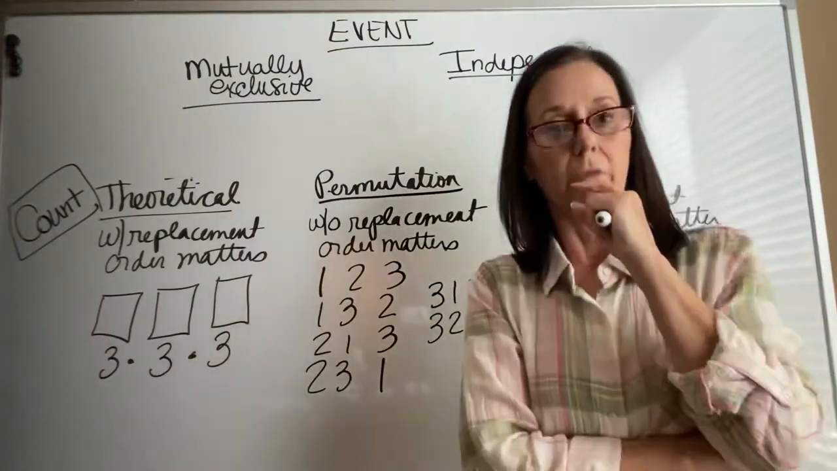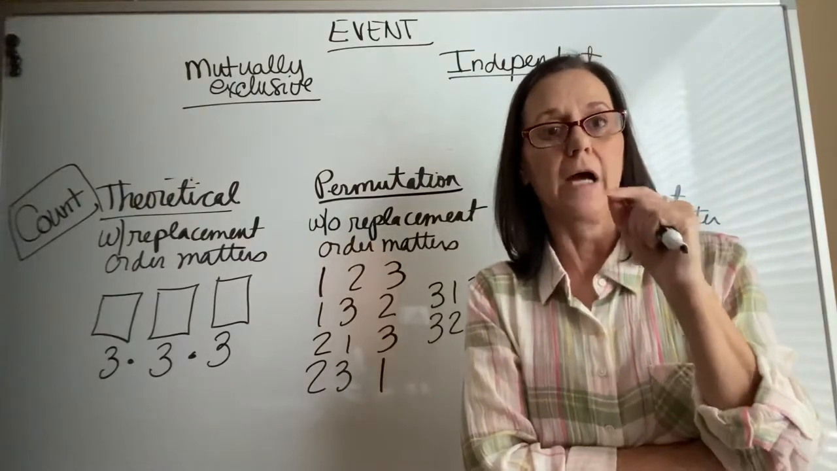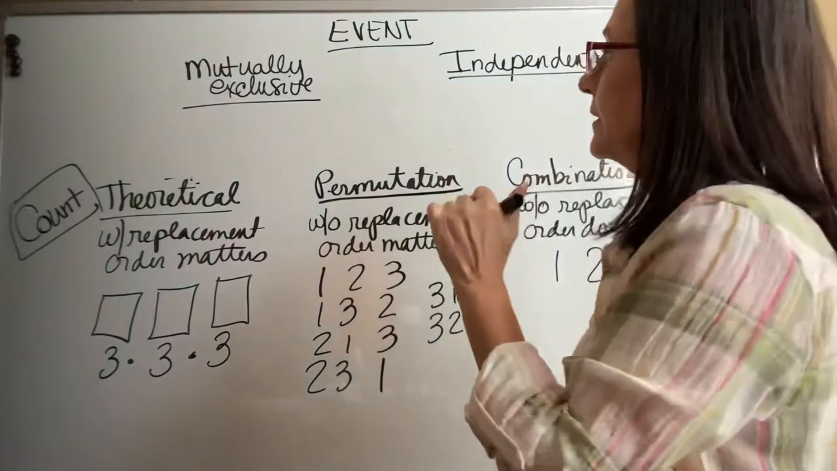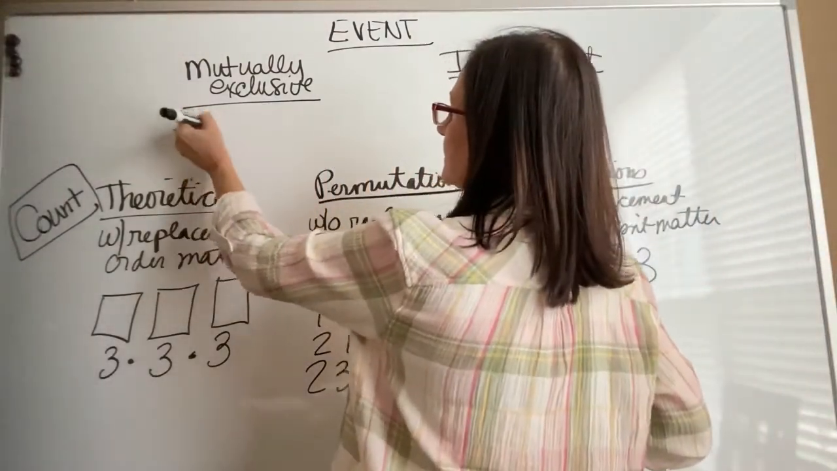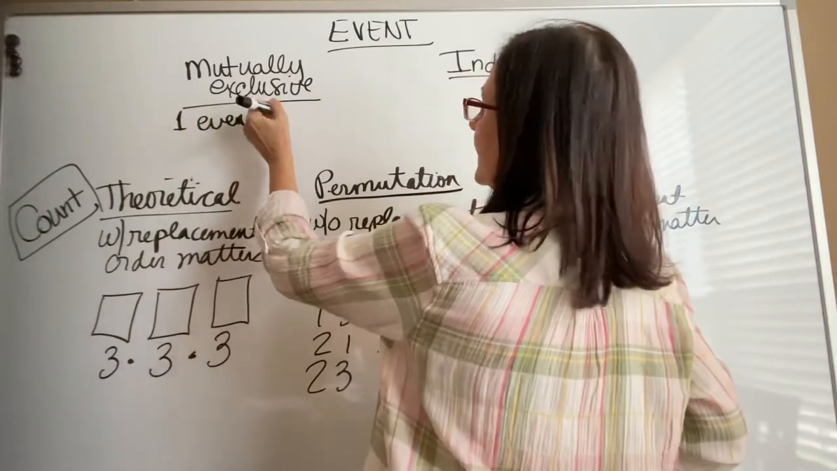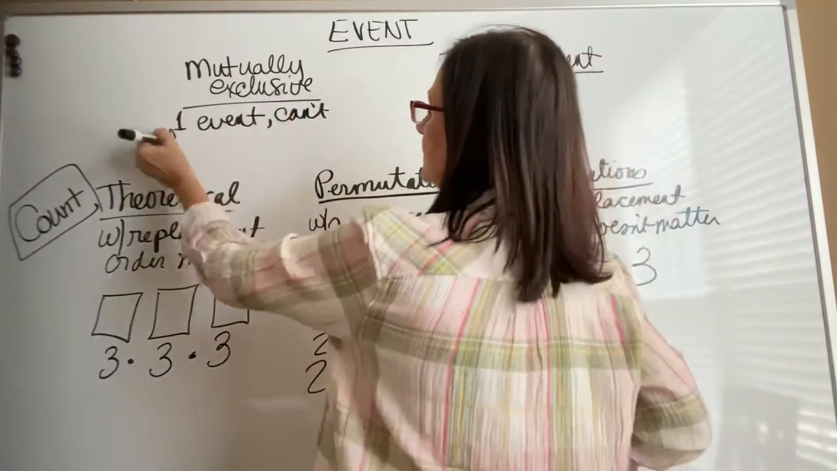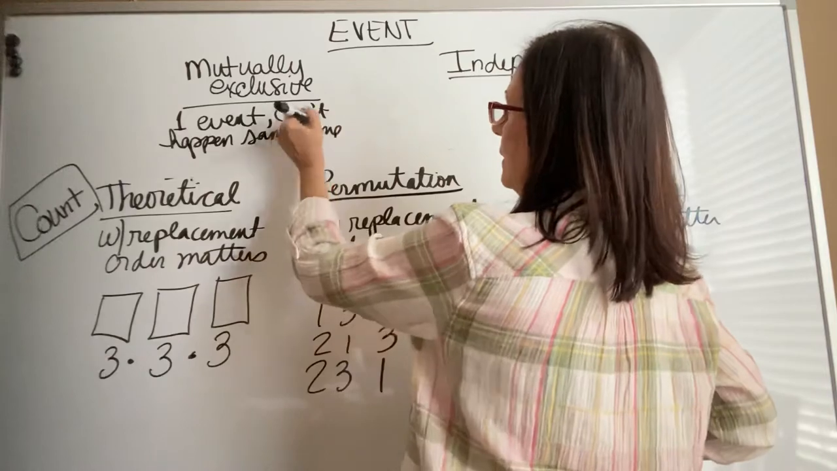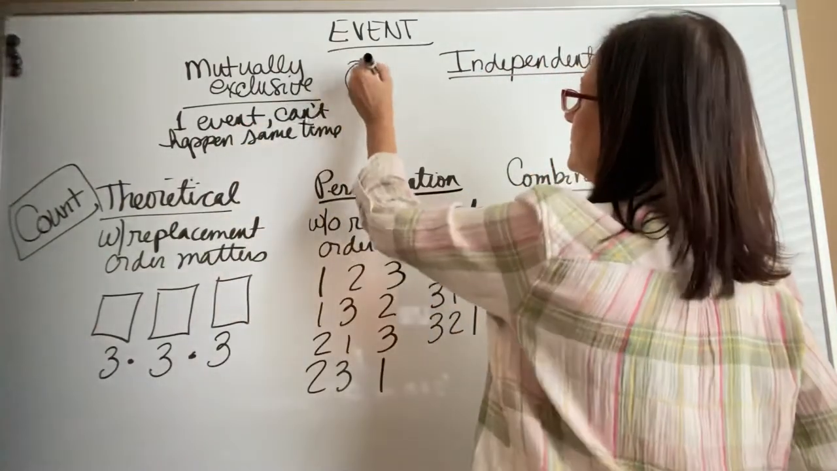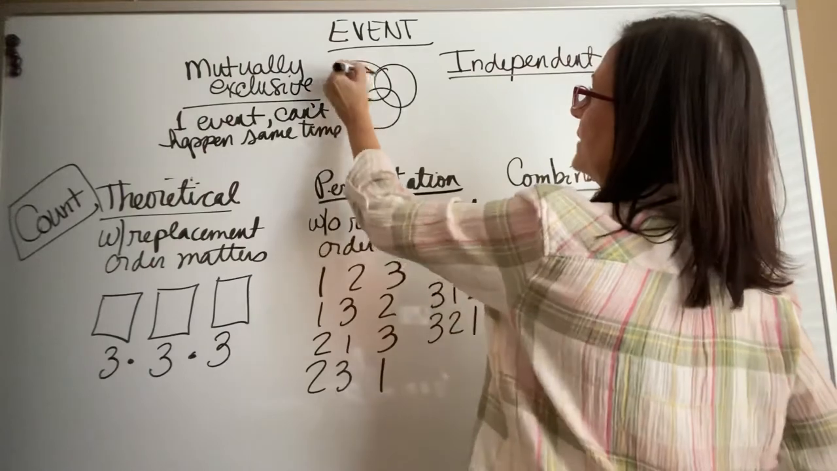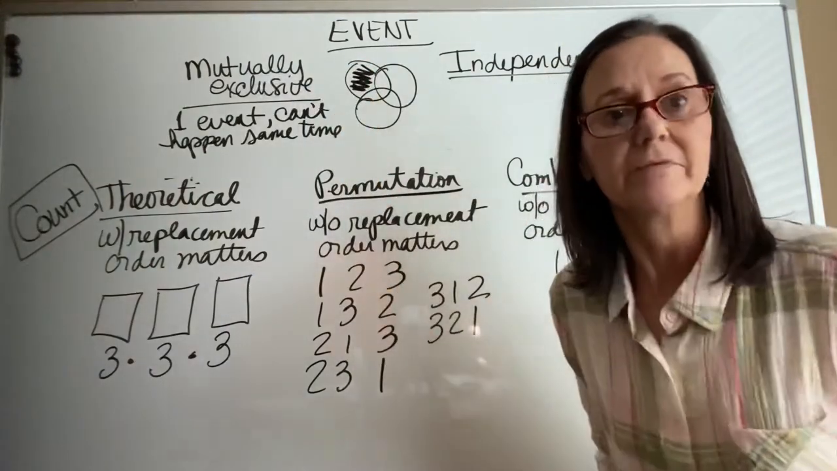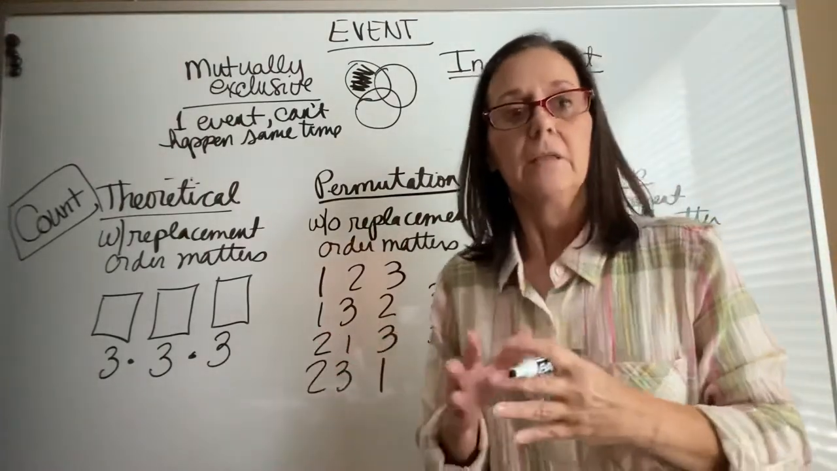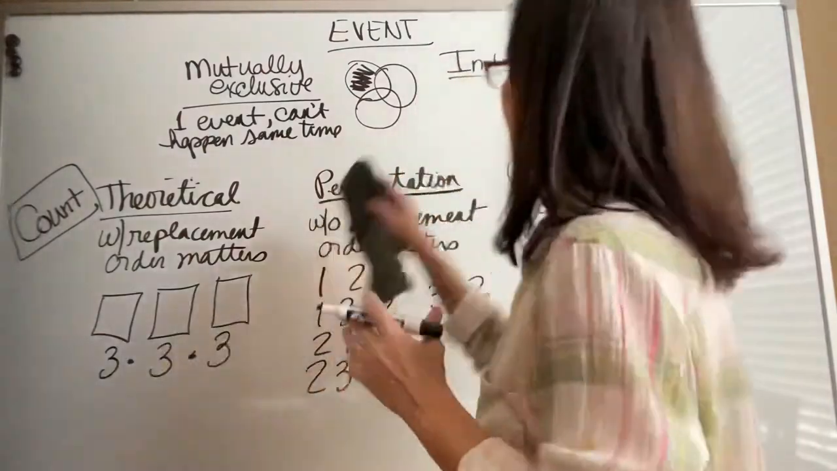Mutually exclusive are events that can't happen at the same time, for instance. And it's typically talking about one event, and can't happen at the same time. All right, think of a Venn diagram. Everything in this circle by itself is mutually exclusive, okay? All right, so let's think of mutually exclusive also. All right, let me erase this.